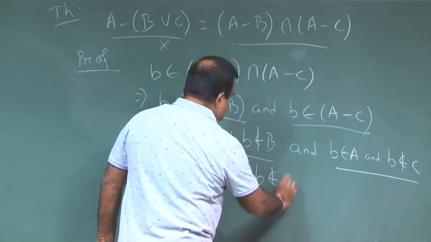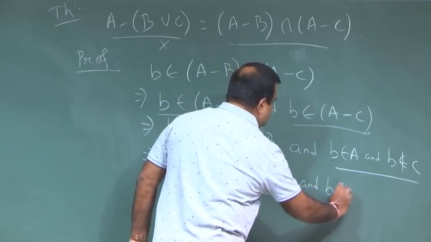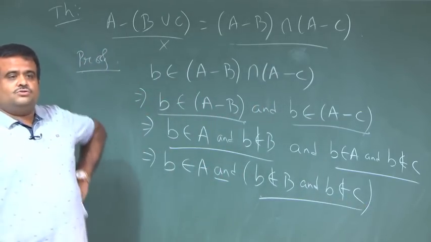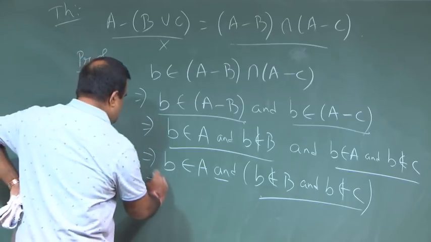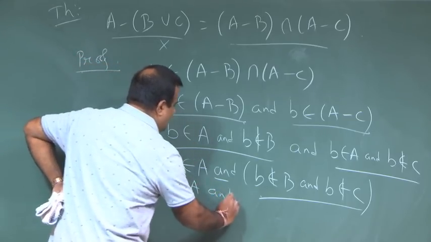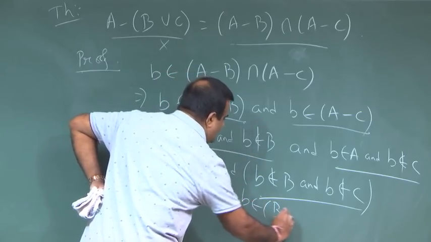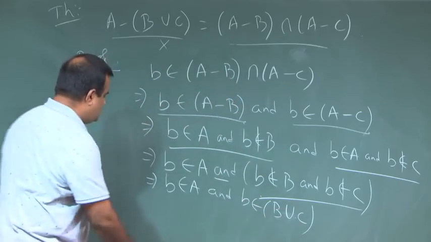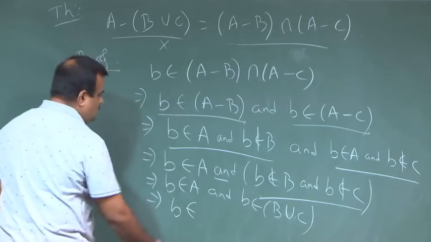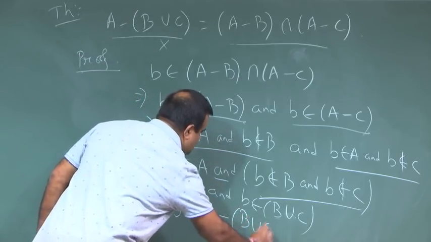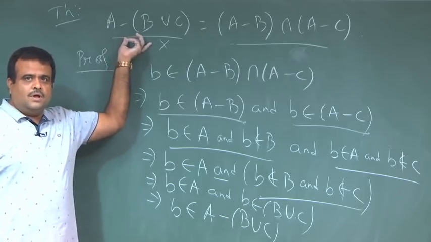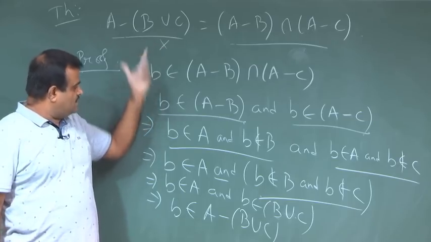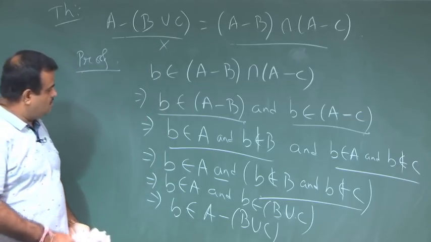So, B does not belong to B and B does not belong to C. If you combine these two, this will give us B does not belong to B union C. So, this implies B belongs to A minus B union C. This is the set. If you take an element from this set, we just proved that it is also an element of this set. So, this is the way we can prove that.